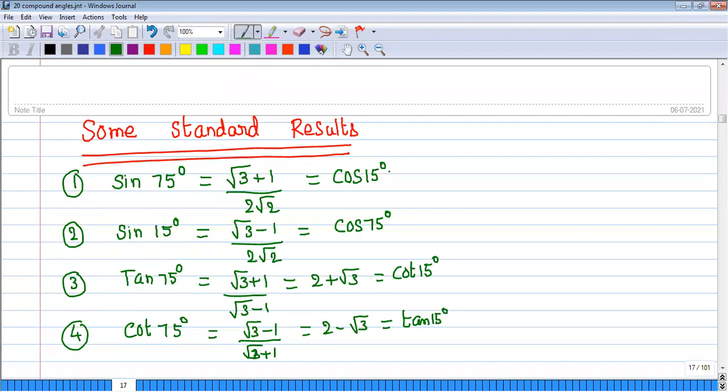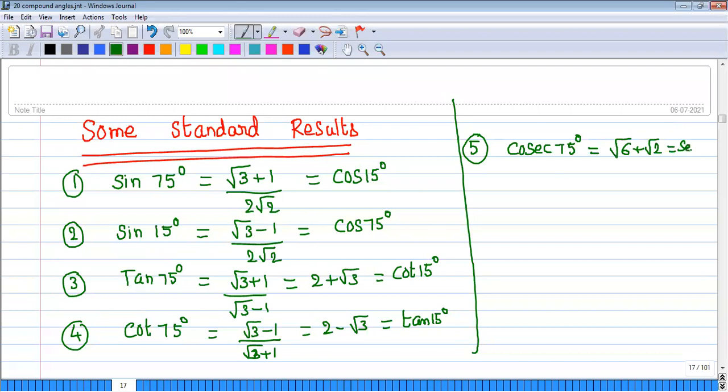Okay, next, the fifth point, that is cosecant 75 degrees. Cosecant 75 degrees is equal to the reciprocal of sine 75, 1 by sine 75, which is 2 root 2 by (root 3 plus 1). That is root 6 plus root 2 by rationalization. This is equal to secant 15 degrees.